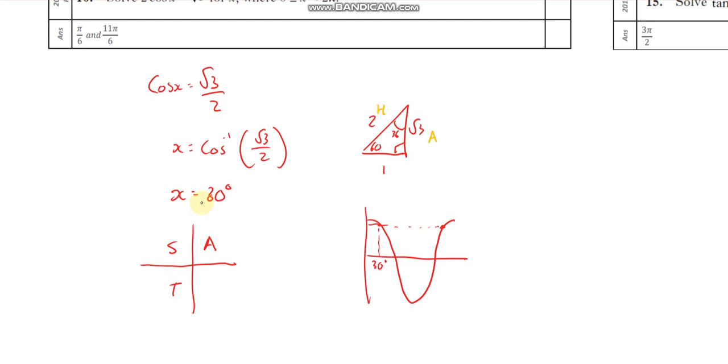And that's where the CAST diagram comes in. So all you have to do is say, I'm in here and I'm in here, because I'm looking for when cos is root 3 over 2. And when's cos positive? It's positive here, it's positive here. So this is x, and this is 360 take away x. So one of my solutions is just x is equal to 30, and the other one is x is equal to 330. Simple as that.